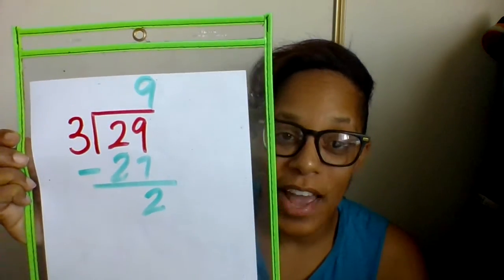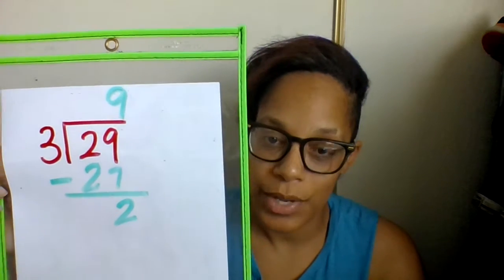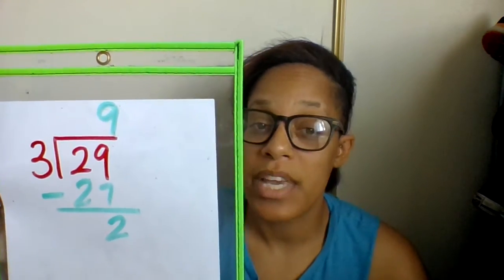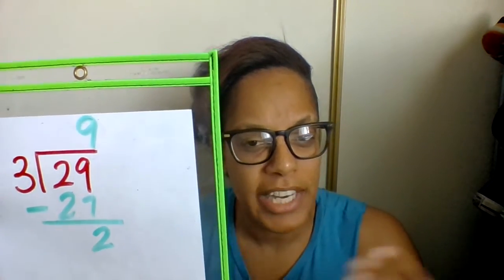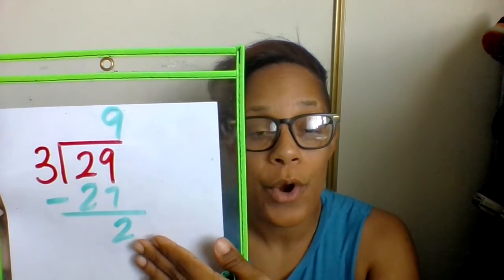What is 29 minus 27? Did you say 2? If you did, that's correct. Now we are comparing. Is 2 less than 3? Yes, it is, which means we can then bring down, which is our final step. But is there anything for us to bring down? No. So 2 is what we call our remainder.